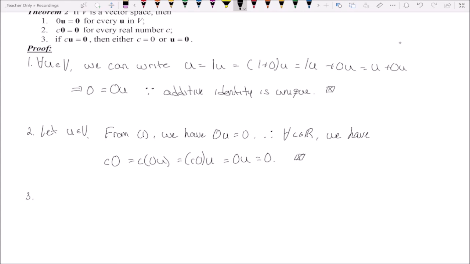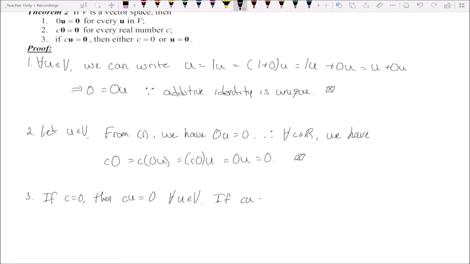Finally, the third property. If C is equal to 0, then C times u is the additive identity for all u in V. I'm sorry, that should be C times u, right? That is obvious, right? That is from property 1.